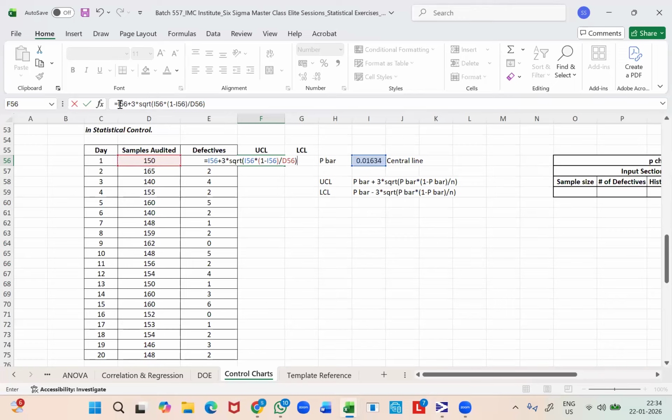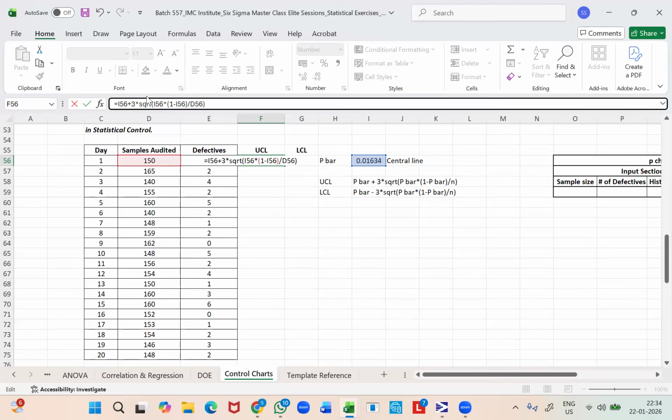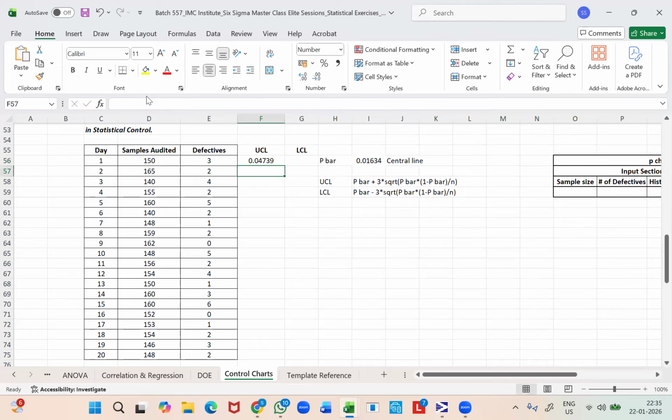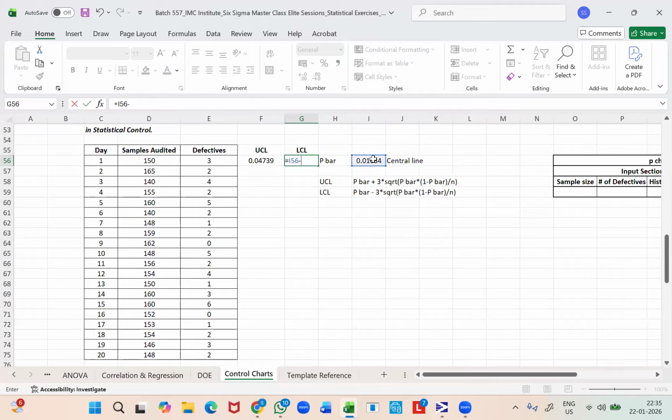Here, all these P bar values will be constant, so let me just freeze the cell containing the P bar value. It will be the same for all the days, and I'll only allow the sample size to vary. For calculating the LCL, it will again be P bar minus 3 times the square root of P bar times 1 minus P bar divided by the sample size.